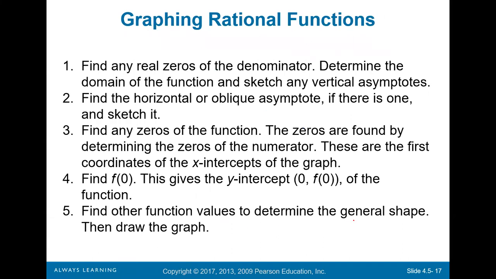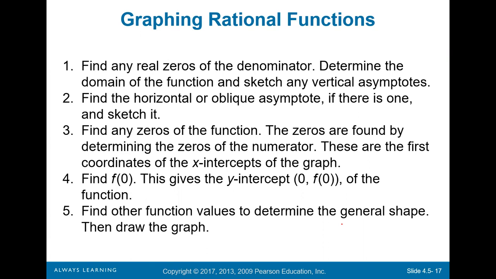Graphing functions. It says find any real zeros of the denominator, determine the domain of the function, and sketch the vertical asymptotes. Find the horizontal or oblique asymptote if there is one and sketch it. The zeros of the function are found by determining the zeros of the numerator. These are the first coordinates of the x-intercepts.